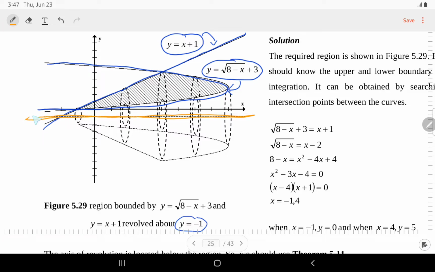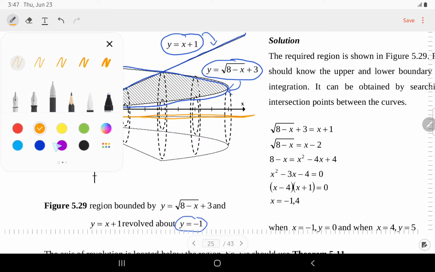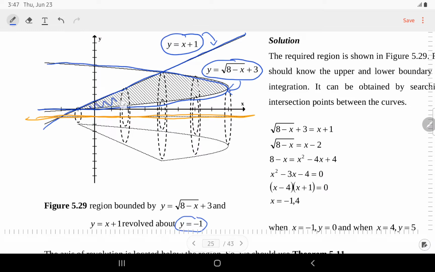So the bounded region is here. We want to revolve this shaded region 360 degrees about this axis, the orange one. It will become a solid, and we want to find its volume.